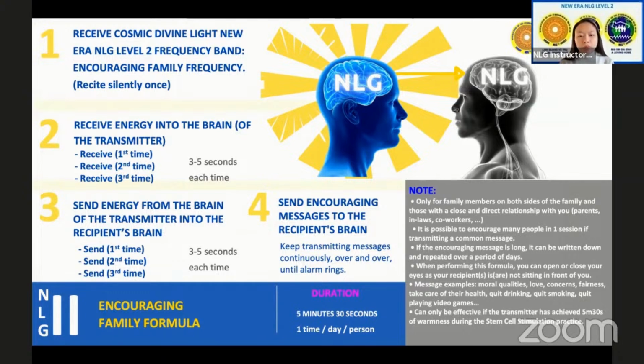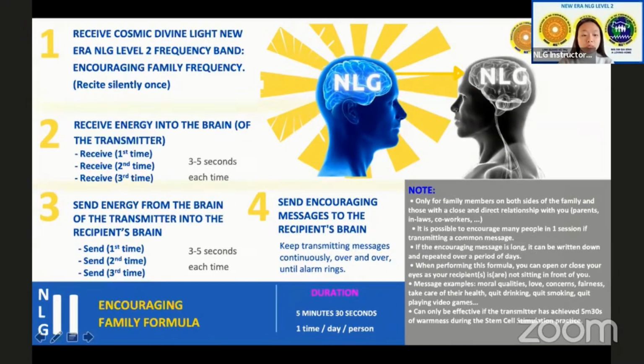Examples of the messages that you can send are about moral qualities, about love, about fairness, about being more conscious and taking good care of their health, to quit smoking, quit drinking, quit playing video games excessively, etc. And it can only be effective if the transmitter has achieved the 5 minutes and 30 seconds of warmth during the stem cell stimulation formula. Okay, so that's the note for you. That's really, really important.